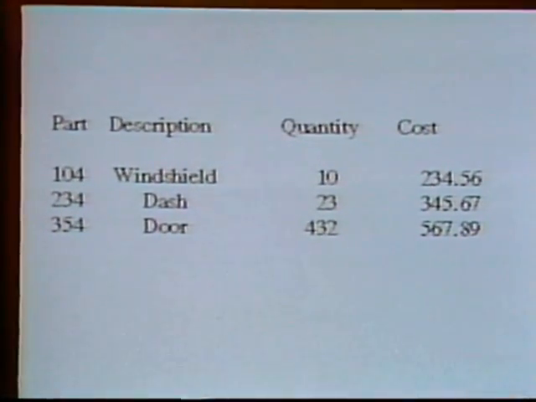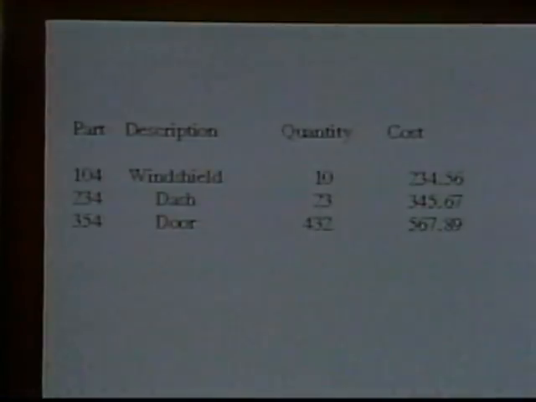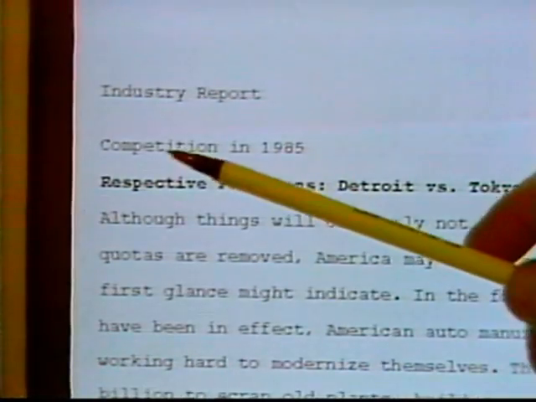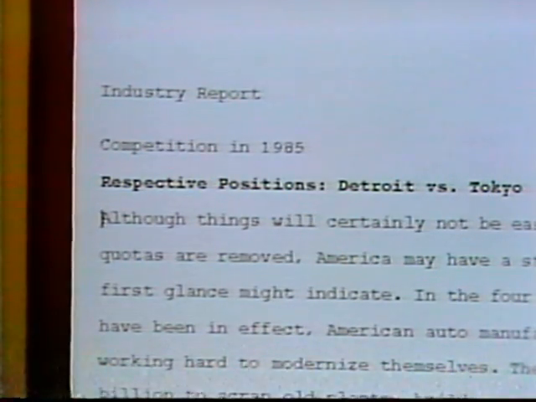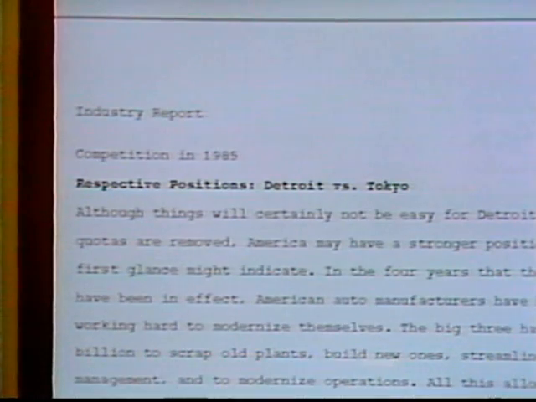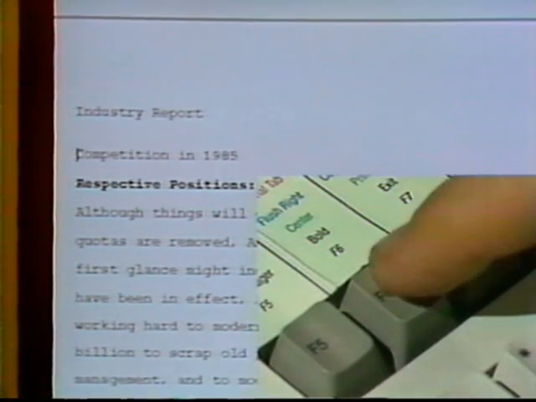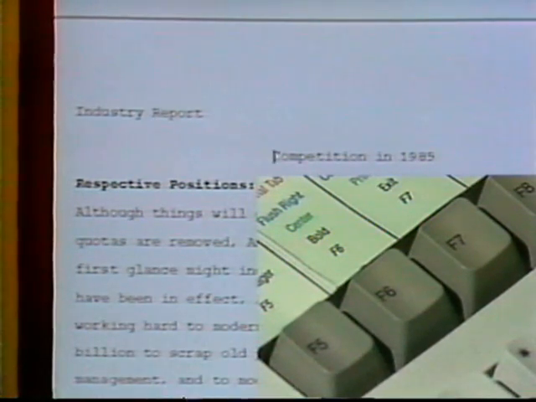Now we can see the actual alignment in the document of the items in the table. Let's move the cursor up to this line. We'll demonstrate how to center, bold, and underline the text. With the cursor in place, we want to center. Hold down Shift and then press F6. The line is moved to the center of the page.